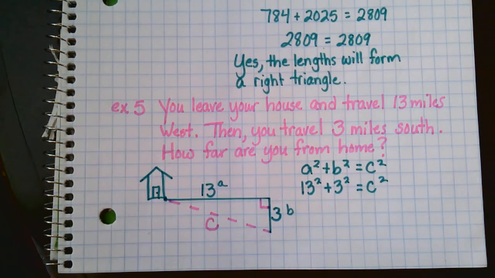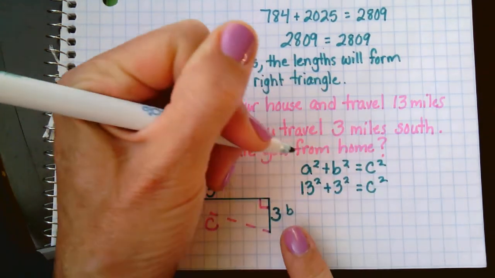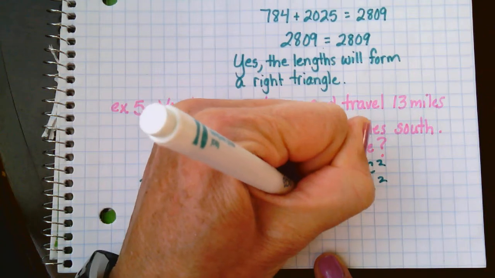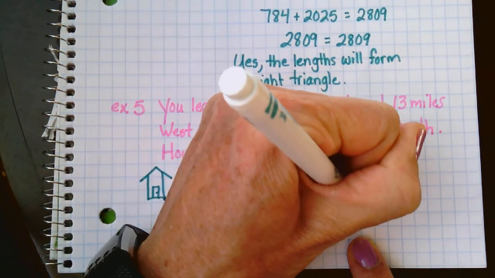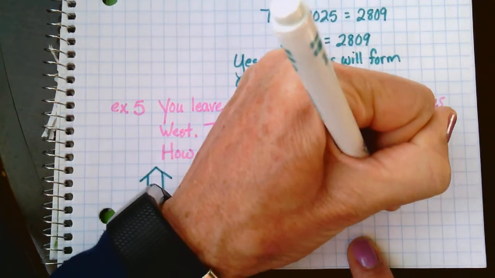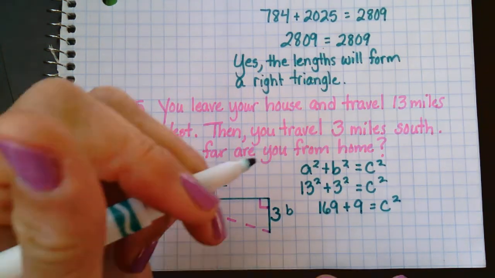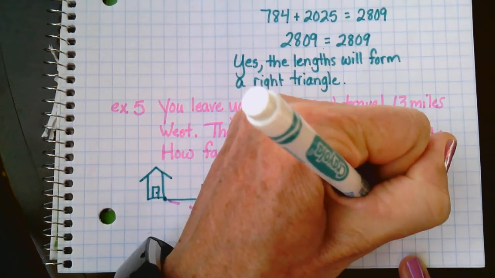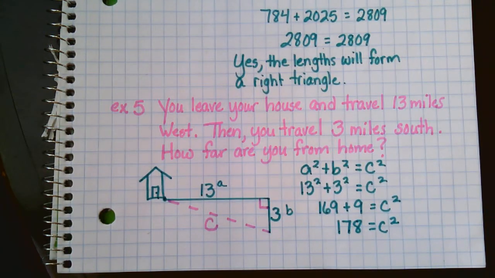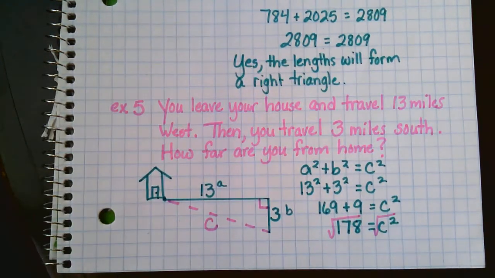Okay. 13 times 13, or 13 squared. I'm going to scoot it over this way a little bit because I'm getting a little close to our angles. 13 squared is 169, plus 3 squared, 3 times 3 is 9, equals C squared. Okay, let's find the sum. 169 plus 9 is 178, equals C squared. Okay, we need to know what number times itself is equal to 178, or find the square root of each side.